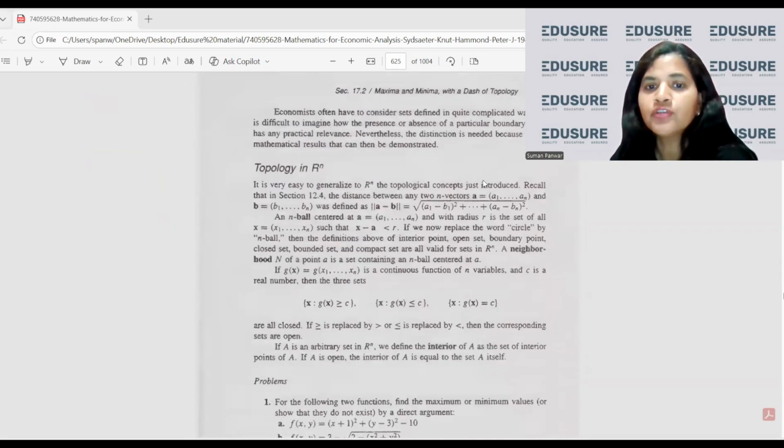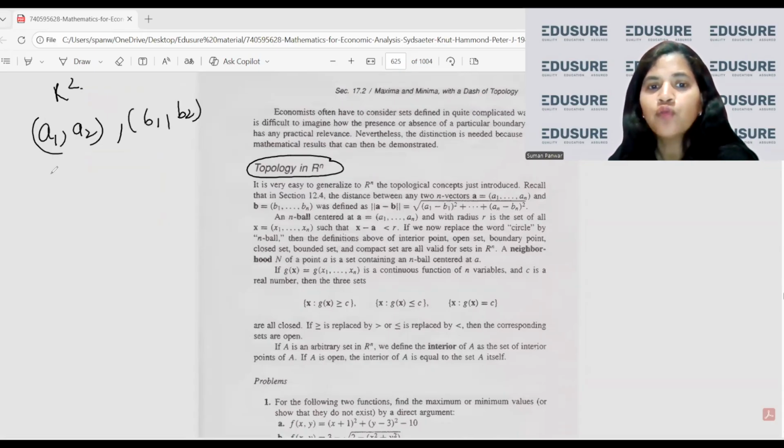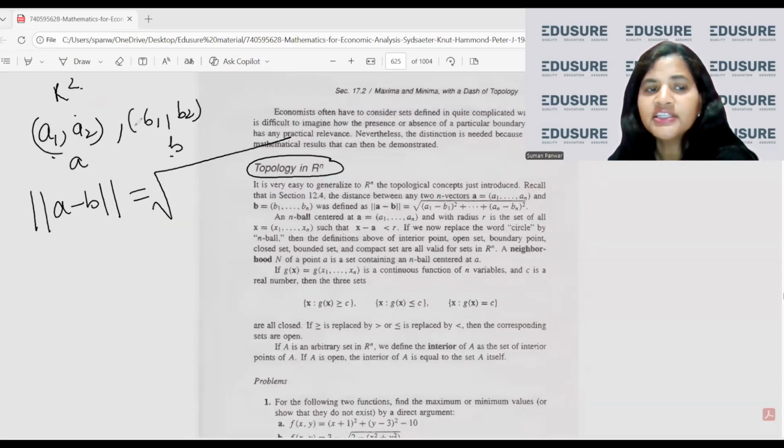Okay, and one more thing you have to keep in mind is that R^n works exactly like R^2. So suppose there are two points A1, A2 and B1, B2 in R^2. This point is called A, this point is called B. So what is the norm of A minus B? Norm of A minus B is nothing but the distance between A and B, which is square root of (B1 minus A1) squared plus (B2 minus A2) squared.